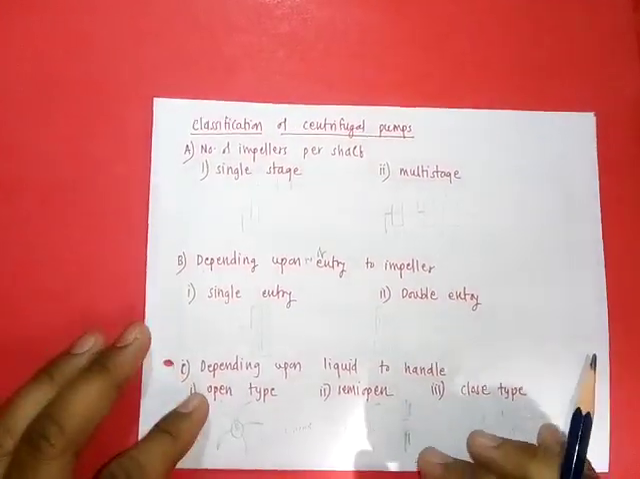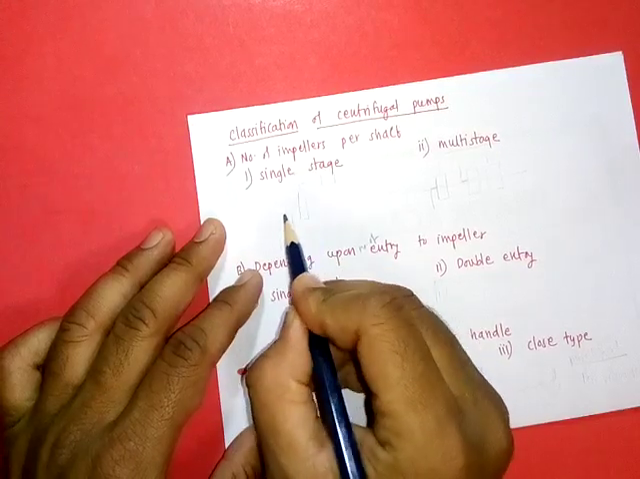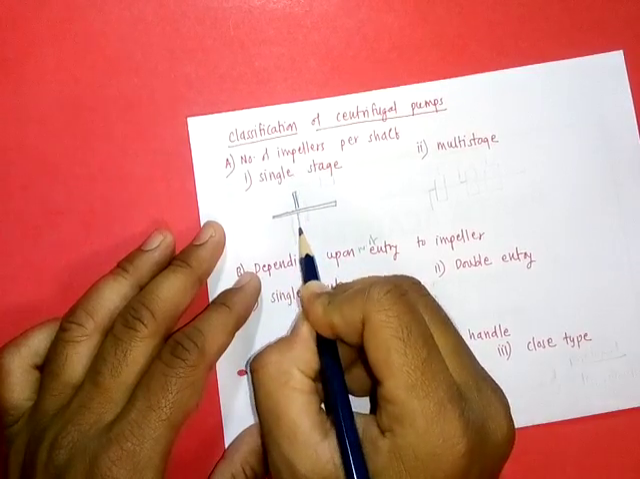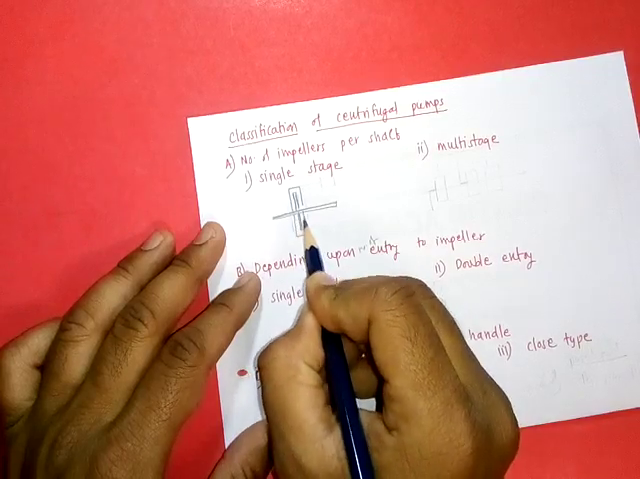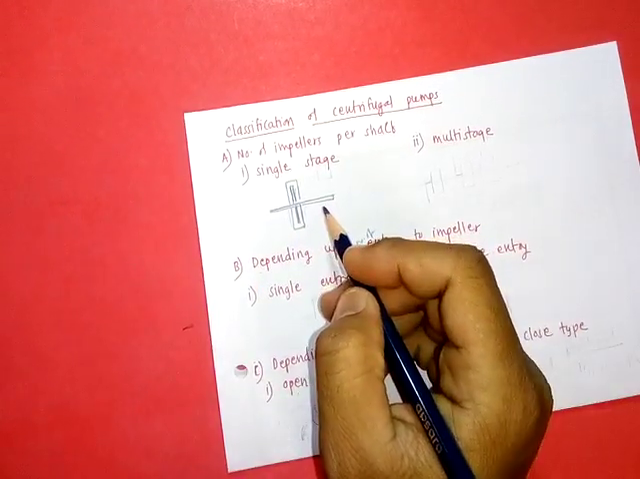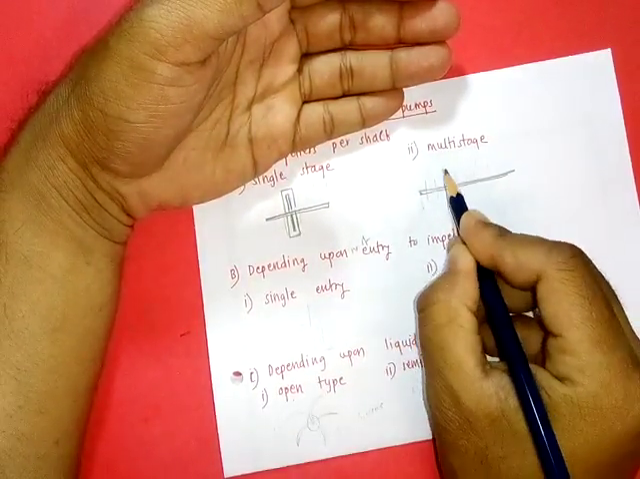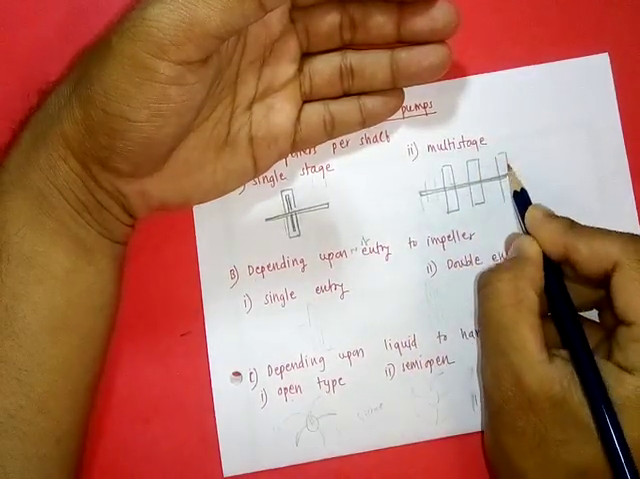Now let's see the classifications of pump. This is an important classification of centrifugal pump. The first classification is single stage pump. Single stage means there is only one impeller. If this is a shaft, then there is only one impeller on this shaft inside the pump body. Then this type of pump is called a single stage pump. And if there are a number of impellers present on this shaft, then the pump is called a multi stage pump.